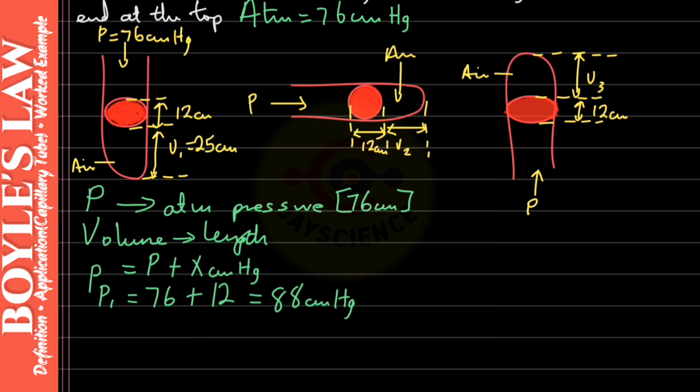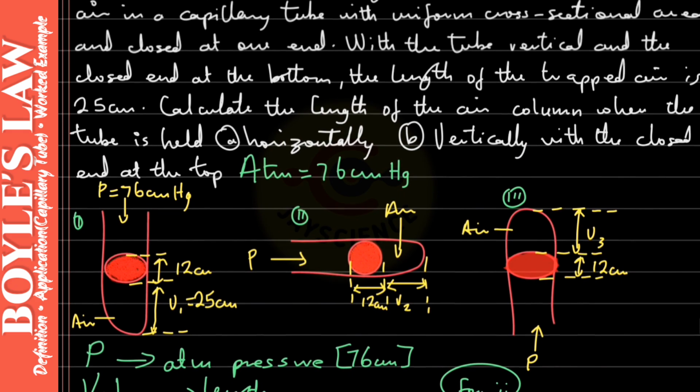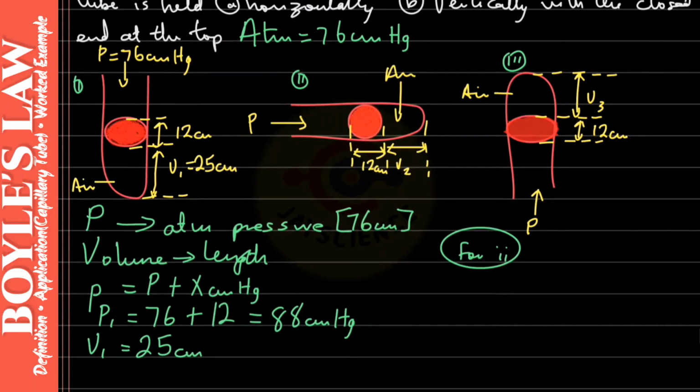So how about we get the volume of that first case scenario? Let's just number it 1, 2, 3, so that you guys won't be confused. For 1, the volume, we can just say that is V1. We're trying to build up the equation for Boyle's law. So V1, the length that we have here, that's 25 centimeters. That's the length of the gas column. Now on the other hand, for 2, since the question asked us to calculate the length of the air column when it is horizontal, that's 2.